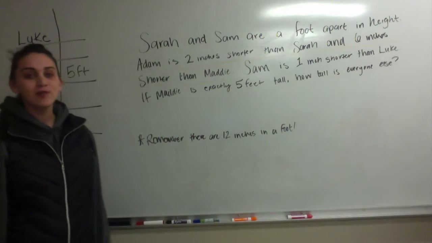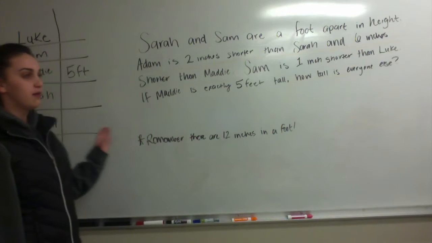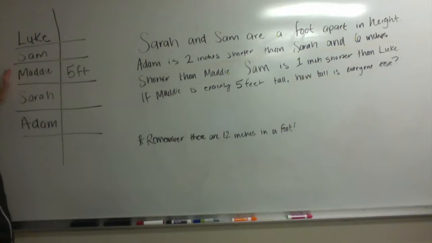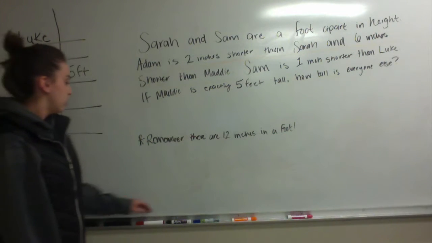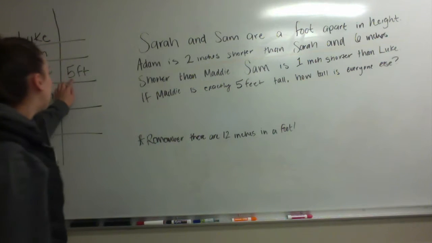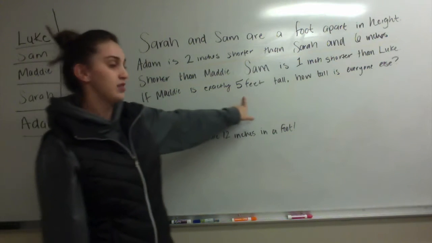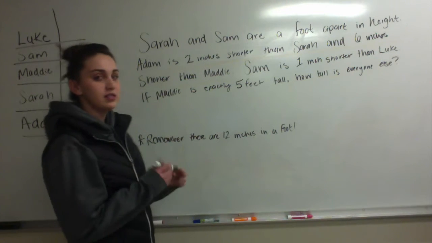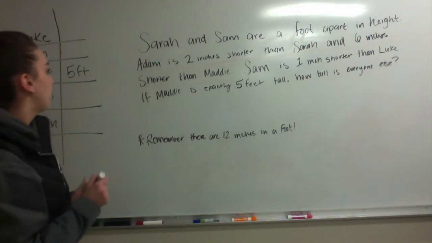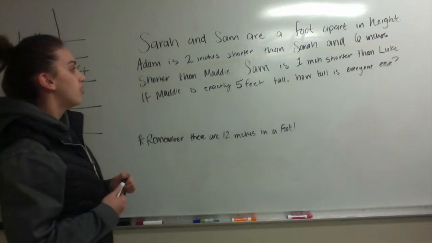All right, so since we're working with the same students we had in the last problem, I'm going to keep them in this order we have them. I just turned them into a grid so that we can fill in all of their heights. So I went ahead and already wrote that Maddie is 5 feet tall because it tells us this in the problem, so we don't have to guess about it. From there, I'm going to read through the problem and see how many of the other ones I can figure out. So Sarah and Sam are a foot apart in height.